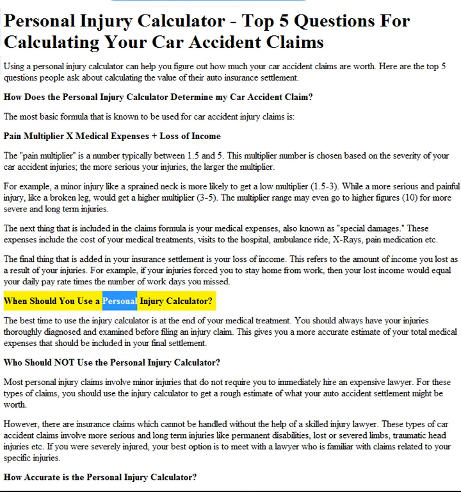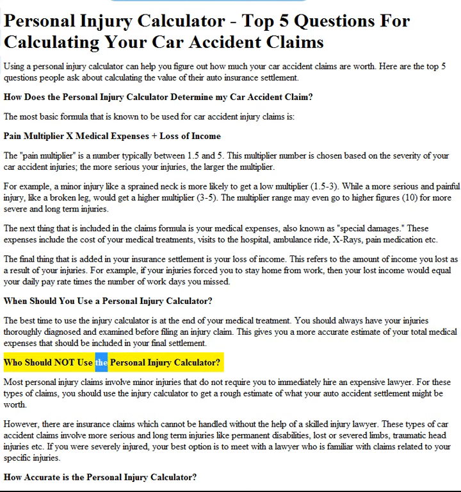When should you use a personal injury calculator? The best time to use the injury calculator is at the end of your medical treatment. You should always have your injuries thoroughly diagnosed and examined before filing an injury claim. This gives you a more accurate estimate of your total medical expenses that should be included in your final settlement.